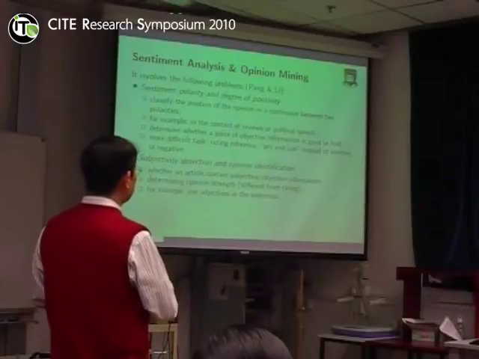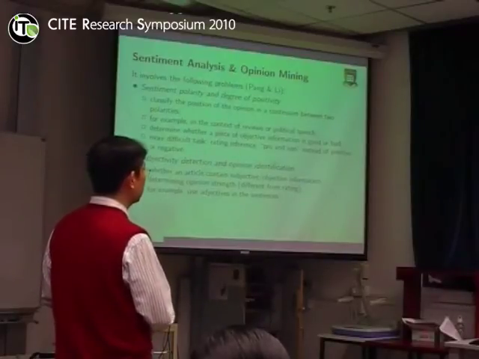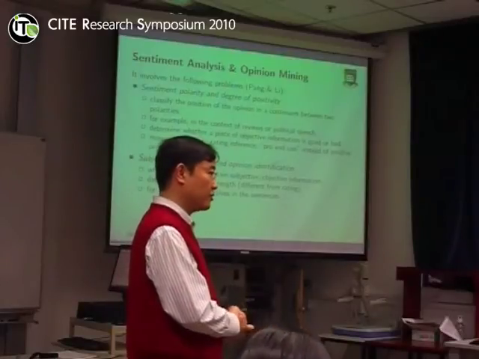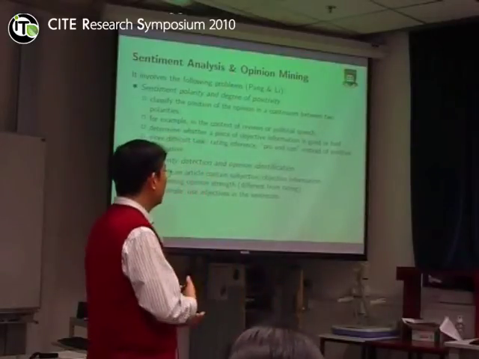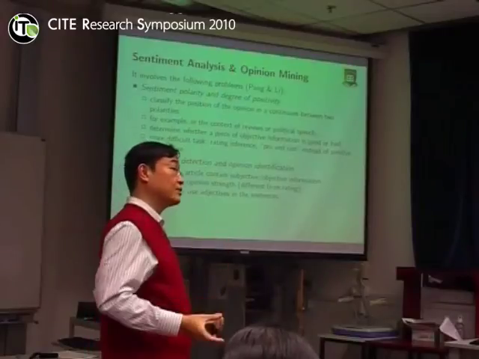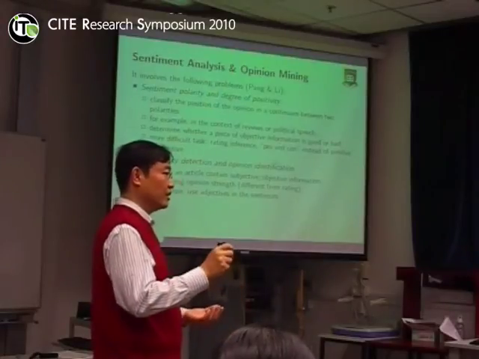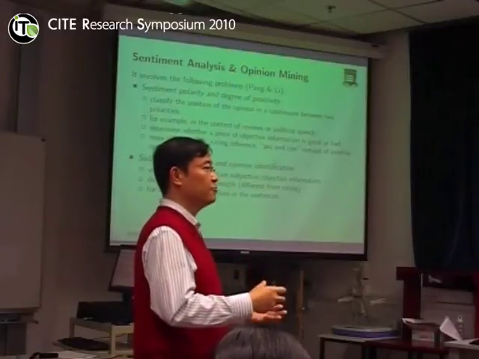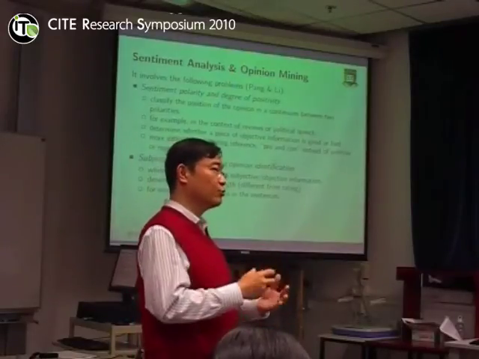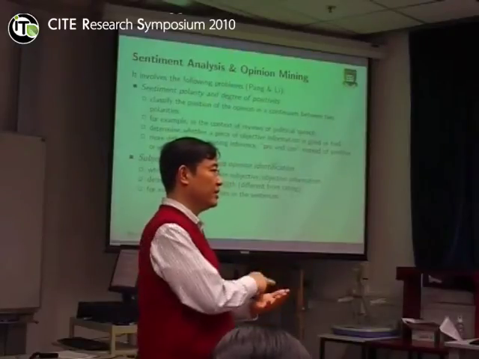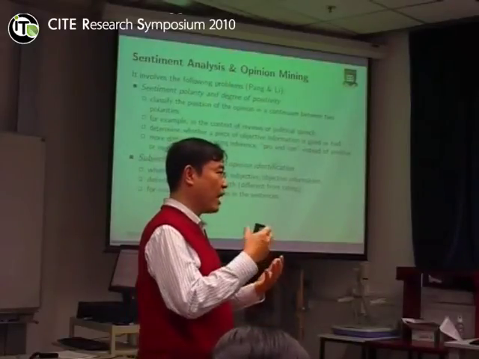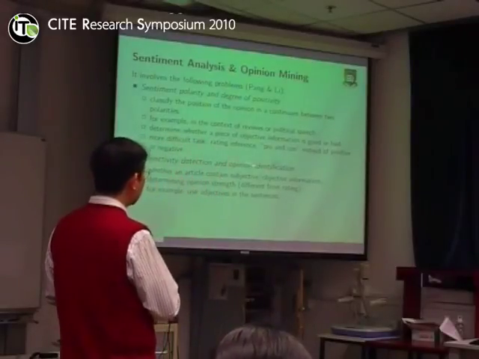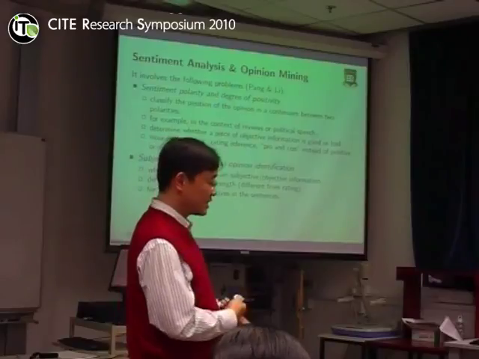So for example, subjectivity detection is determining whether an article contains subjective or objective information, or determining the opinion strength. The strength is different from positive or negative itself, because it concerns whether the author strongly believes something. It can be strongly believed, or it can be a strongly neutral position. It need not be at one of the two extremes, but how strongly the author believes in something. For example, we can use adjectives in a sentence to do this kind of classification.